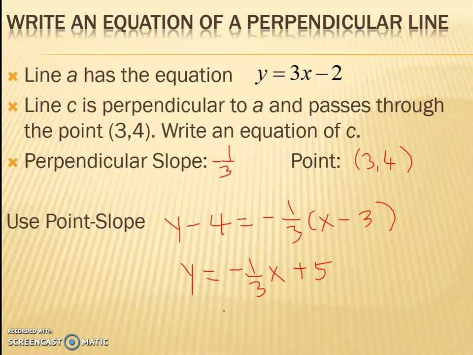I got negative 1 over 3 for the perpendicular slope. The point I use is 3, 4. I put it in the point slope form and I got y equals negative 1 over 3 x plus 5.